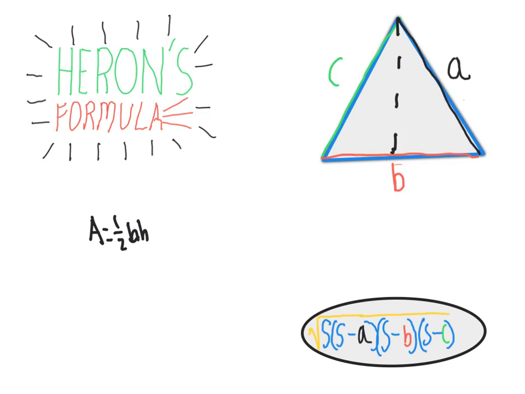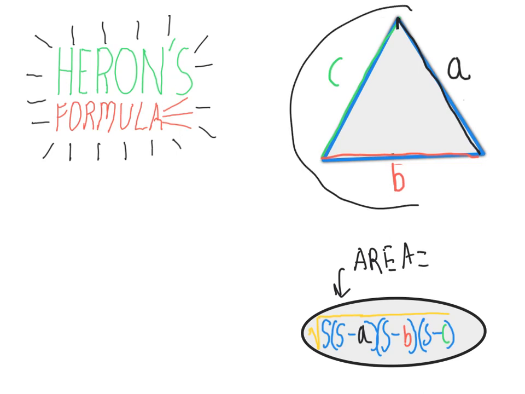Well, using Heron's formula, we can easily find the area of this triangle without being given the height, but given the 3 side lengths. So, the formula goes like this: the square root of s times s minus a times s minus b times s minus c. And this formula will give you the area of this triangle right here.